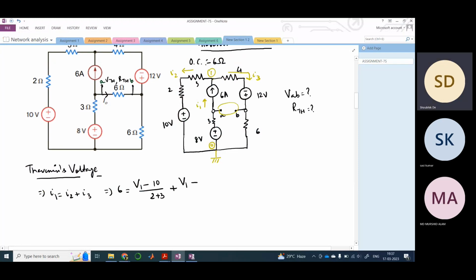Again, please don't take this into consideration. Please don't consider it as another node. Why? Because this is open. So this is no node, because between A and B there is no resistance, no short circuit, no current source, no inductor, no capacitor, nothing. So you can't consider it as a node. It's an open circuit. Therefore, this path from 1 to 0 via this 4 ohm, 12 volt and 6 ohm is a single path, so we can straight away write.